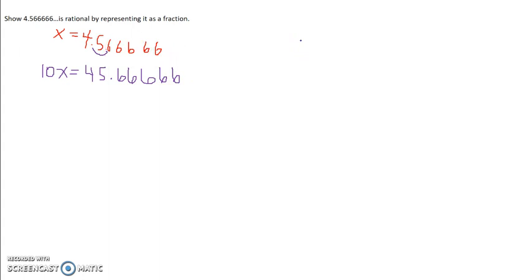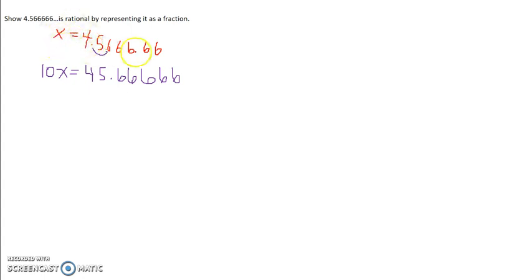For my second equation, I need to multiply by a power of 10 so that one repetend is to the left of the decimal. In the whole number part to the left of the decimal, I want one repetend, or one sequence of repeating digits. The only thing that repeats is 6, so I need to move this decimal point over so that I have 6 in front of the decimal point as well.